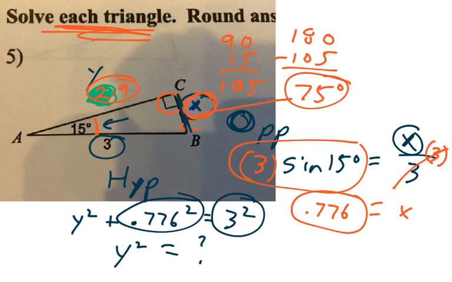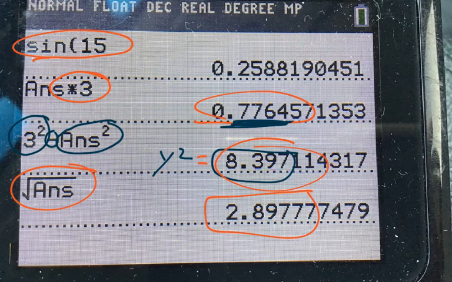We already knew that side was 0.776. We knew the hypotenuse was 3. We figured out that the missing angle was 75. We found every missing angle and every missing side. So pause the video here if you need to, guys, in case you want to see my calculator work one more time.